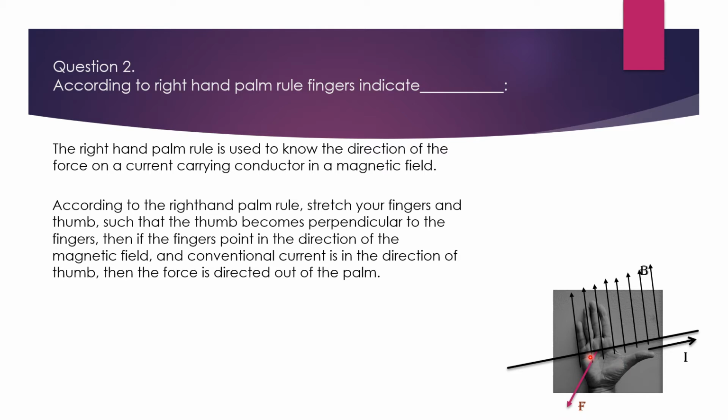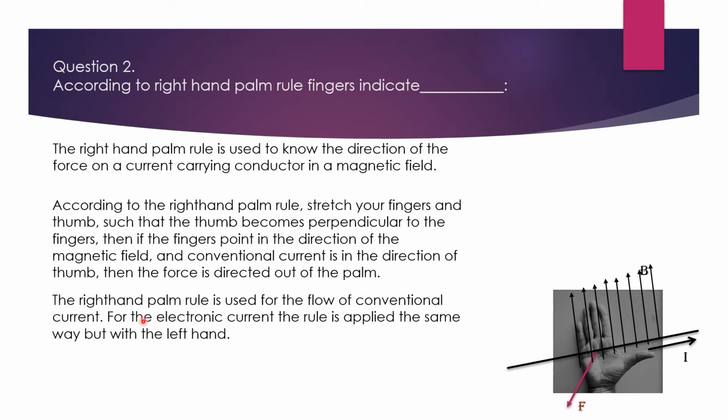Now kindly note, I have said conventional current here. I am using the right hand palm rule which is used for the conventional current, and if it is current due to electrons like in the previous question, I use the left hand palm rule. So here, since the direction of the current is not given, we always use the conventional current unless it is given that it is electronic current.